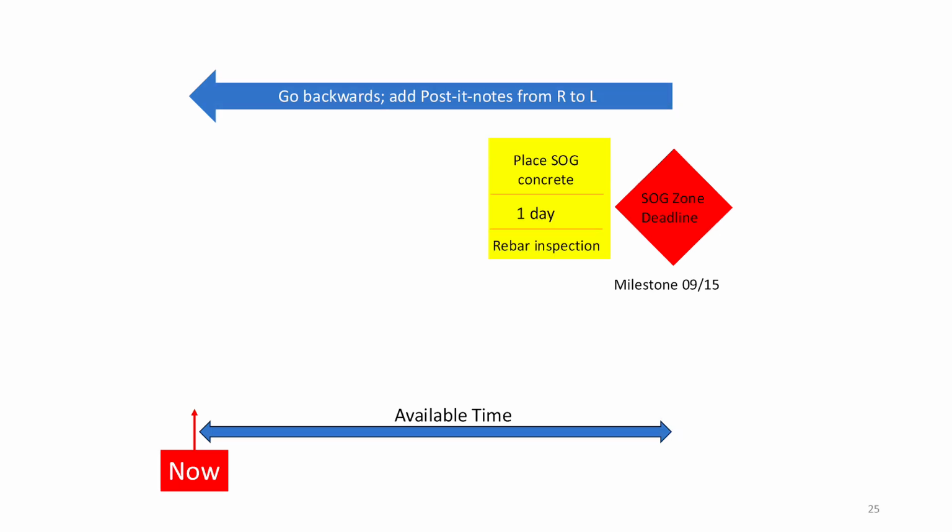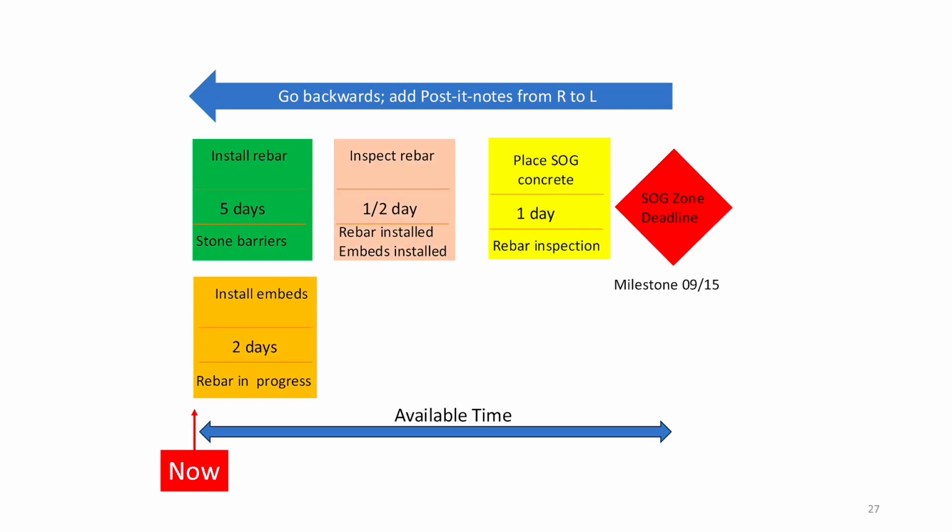Suppose the last activity before the milestone is placing the concrete for the slab on grade. That might take one day. Next, we ask, what needs to happen before the concrete can be poured? In this case, it's the rebar inspection. So we add that as the preceding task. From there, we keep going backward. What has to happen before the rebar inspection? Maybe it's the rebar installation itself. Each time we add a sticky note with the task, who's responsible, the expected duration, and any notes about constraints. You keep repeating this process until you've identified all the critical activities leading up to the milestone.